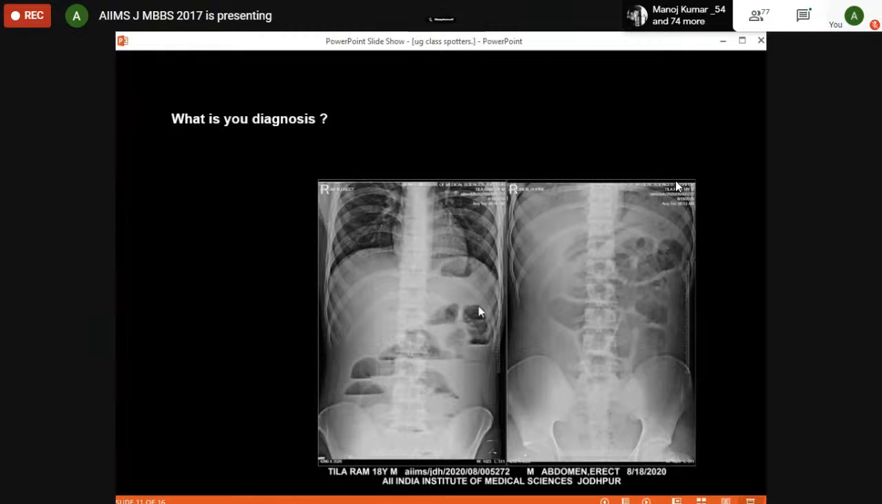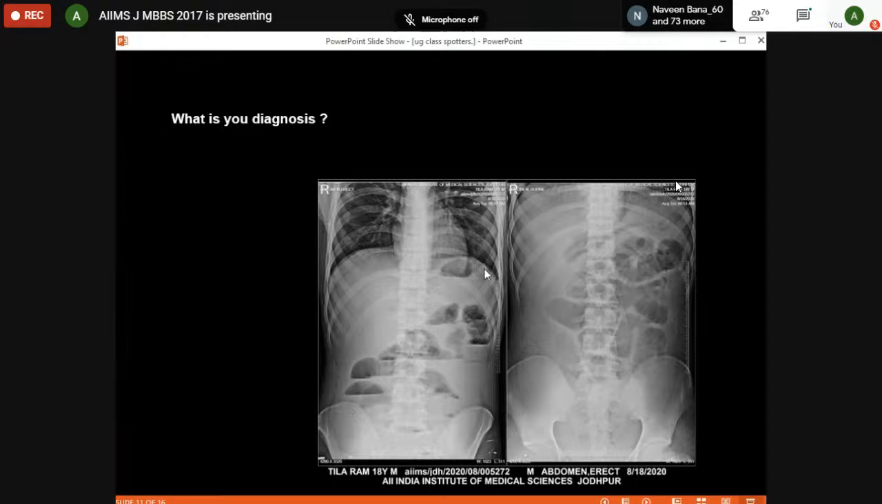Okay, so I'll let you know the answer. The answer is right. It's a small bowel obstruction. So what is the most striking thing that you can see here? You can see multiple air and fluid levels, right? They are like in a stepping pattern. So you can see multiple air fluid levels.